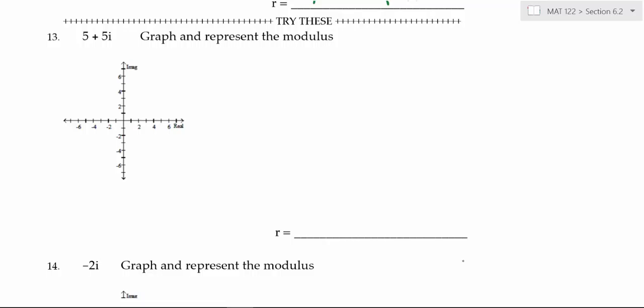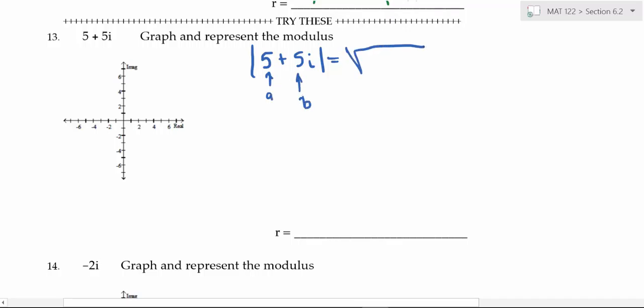All right, so here's what you should have come up with on this. Of course, we have 5 plus 5i, and we're going to try to find the absolute value of that. Now, you can go directly to the formula if you want to. That's a, that's b. And the formula, again, says to take a squared plus b squared like that.